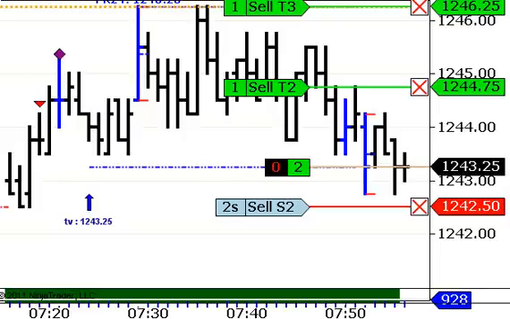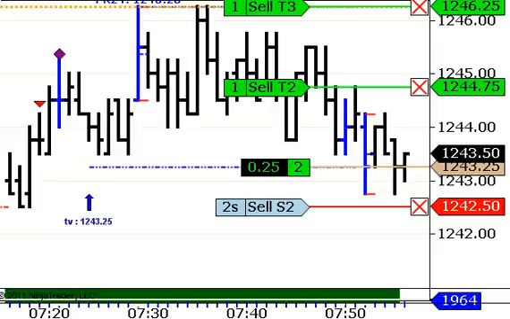Should the market move up to 1244.75, which you can see as our second target, you can see we have a limit order there to sell 1. That green tag says 1 sell T2, so T2 is target 2, and the number of contracts to sell at that price is 1. And should the market rally up and hit 1244.75, then our stop would adjust to break even at 1243.25, even before we get filled.